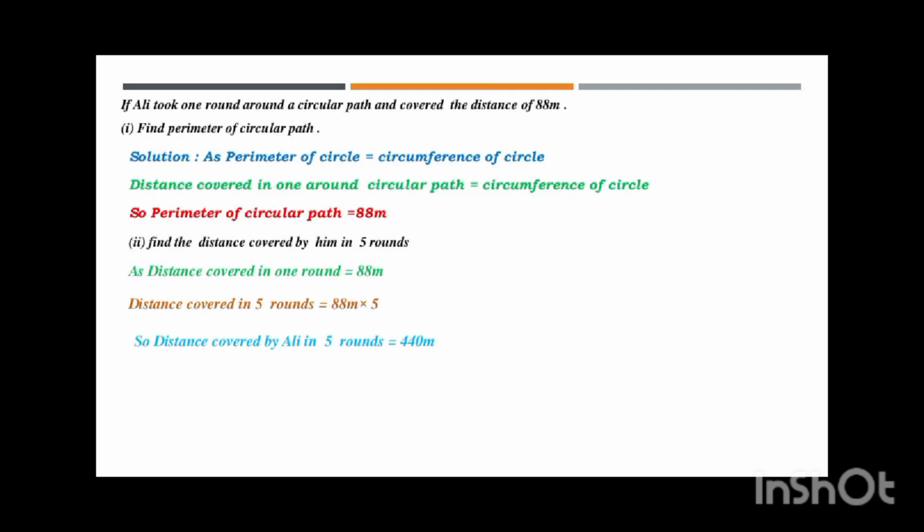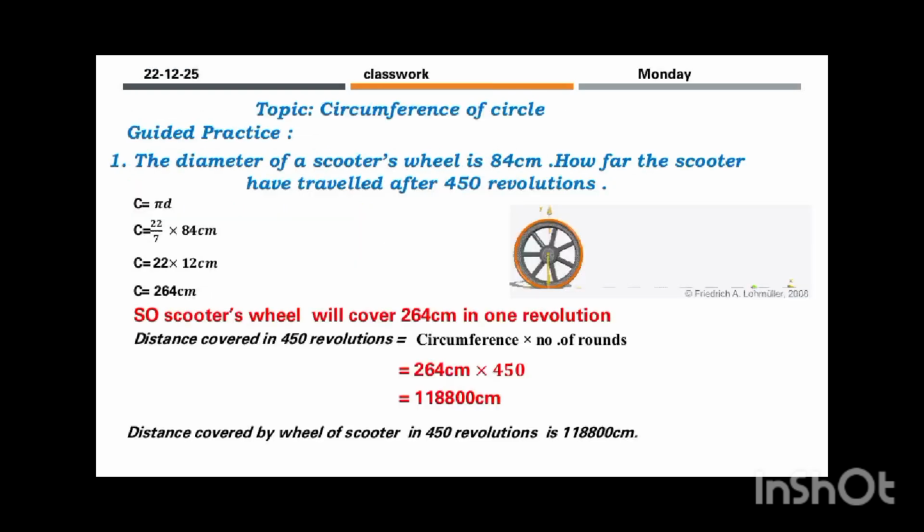So distance covered in one round of circular path is equal to the circumference of the circle. So the perimeter of the circular path is equal to 88. Find the distance covered by him in 5 rounds. The distance covered in one round is equal to 88 meters. So the distance covered in 5 rounds is equal to 88 multiplied by 5, so that the distance covered in 5 rounds is going to be 440 meters.